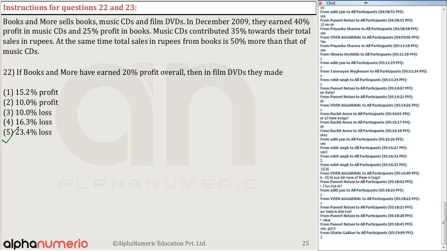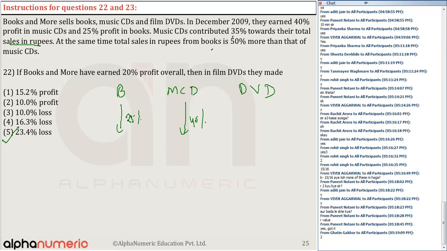Let's see. It says Books and More sells books, music CDs and film DVDs. So we are selling books, music CDs and DVDs. In December 2009, they earned 40% profit on music CDs and 25% on books. Music CDs contributed 35% towards their total sales in rupees. At the same time, total sales in rupees from books is 50% more than that of music CDs.